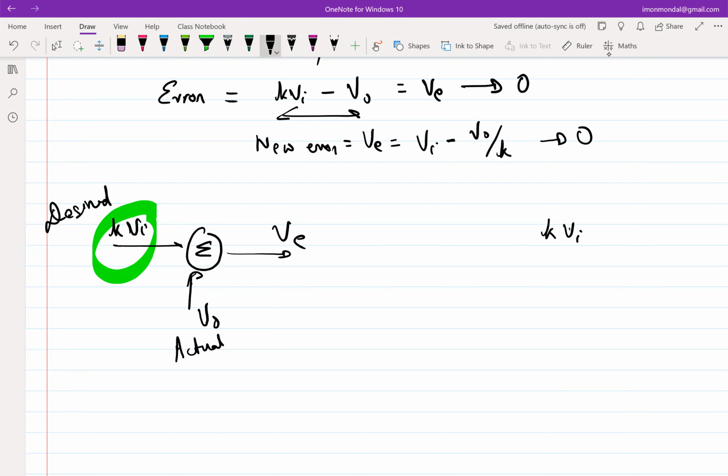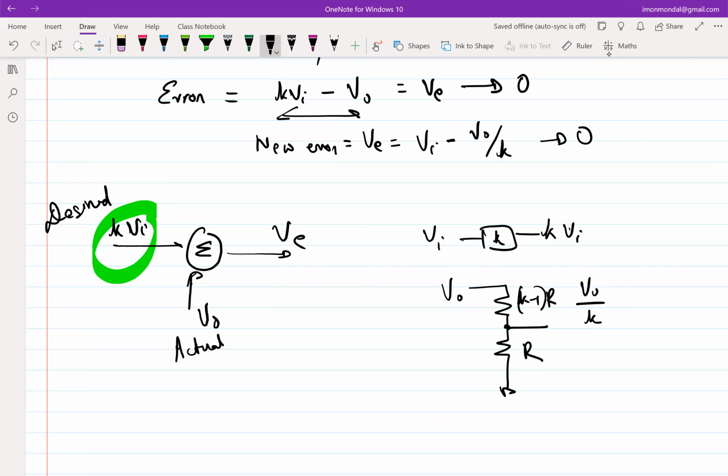With all the things that we know, how do I manufacture KVI? I have Vi, I'll have to pass it through a gain block of gain K. But I don't have this gain block of gain K. We want to manufacture this. But if I have V naught and I want V naught over K, all I can do is, let's say this is K minus 1 times R, this is R. And I will have V naught over K. And this V naught over K will be independent of ambient variations. Right?